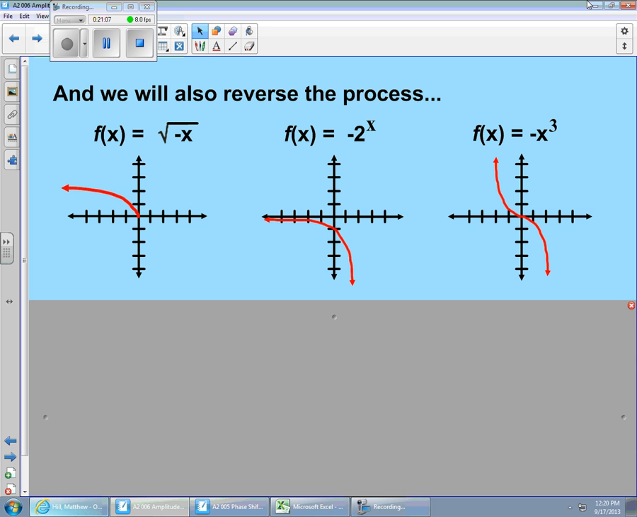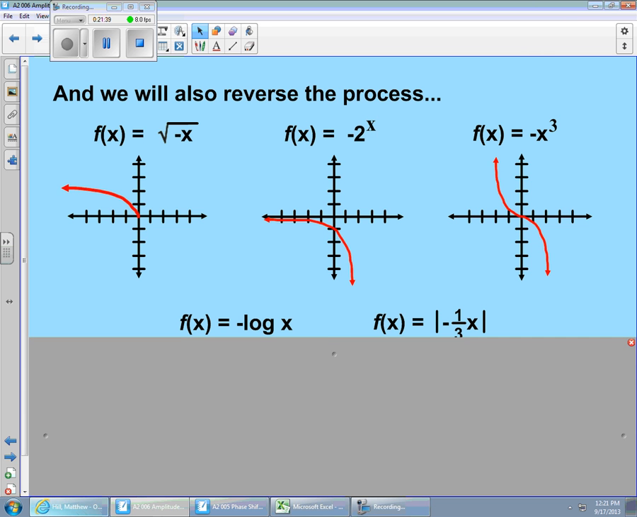On the absolute or the square root function, yes, changing the sign of x caused it to leave the origin and head the wrong direction. On the exponential one in the middle, again, changing the sign of the entire right side of the equation caused the y value to be reversed. So instead of being all above the x-axis, it's all below the x-axis. And on the cubic function, yes, the value of y was switched, so the graph was turned upside down.